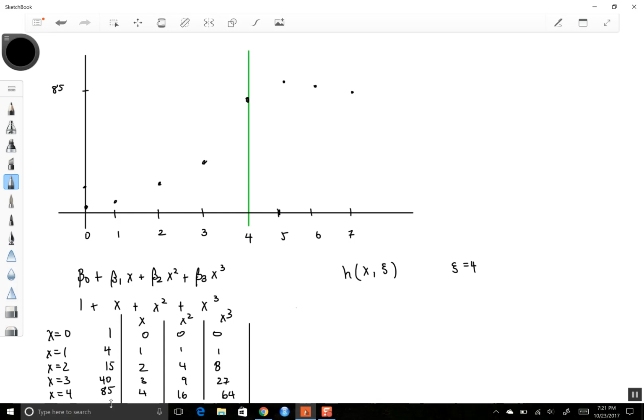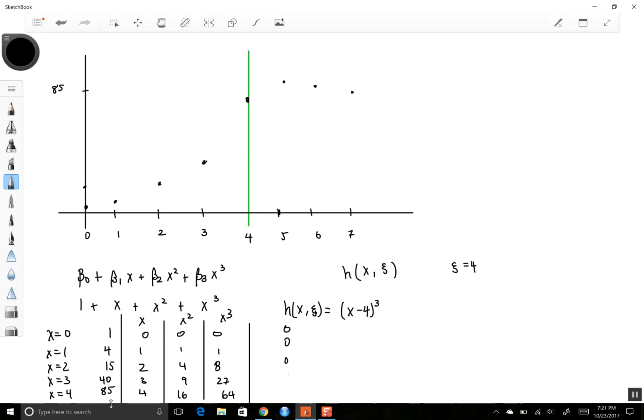And over here, I now have basically another column, h of x, xi, which is equal to the quantity x minus xi, in this case x minus 4, quantity cubed. So at x equal to... and before all of this, this is all zeros.